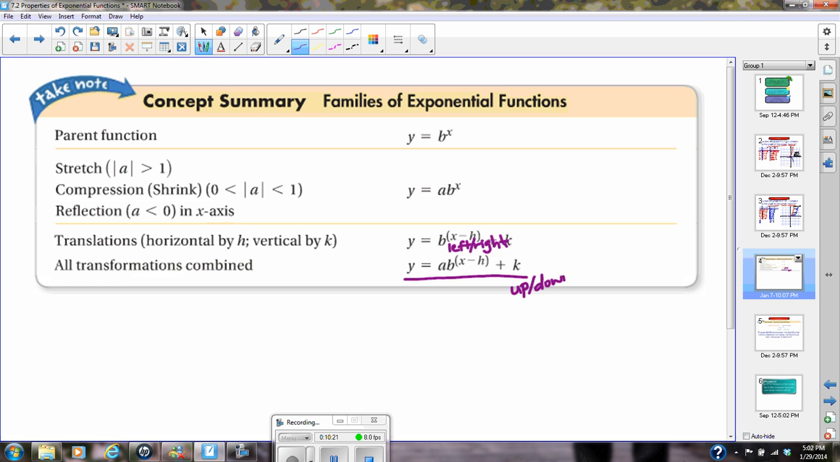This plus k right here is our up and down shift. Again, just like we saw with absolute value, plus is up, minus is down. And then this a number here is kind of our stretch or compress number. And that just tells us if we're going to make the graph stretch out more or squish it up. So stretch and compress, left and right, up and down. Those are the three different things we could do to our exponential graphs.